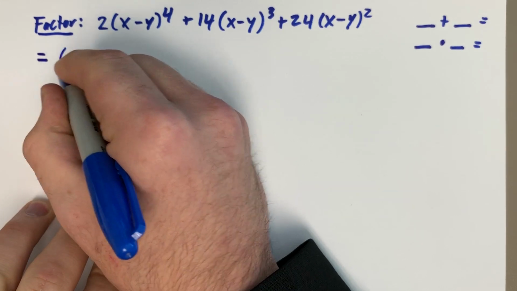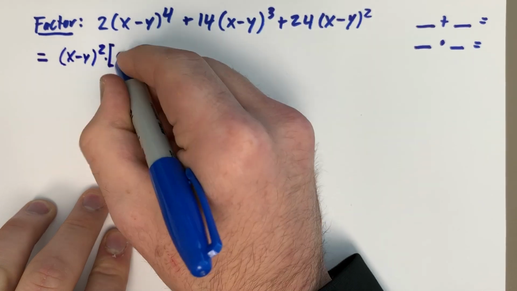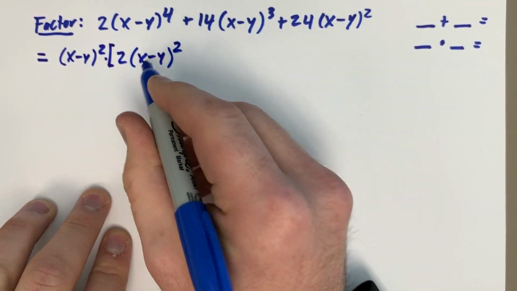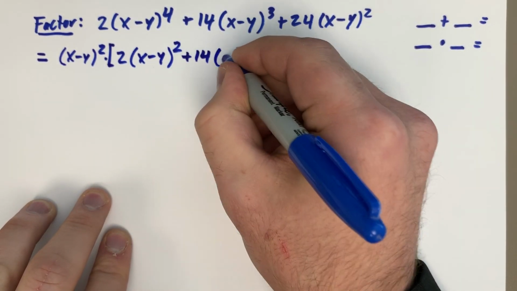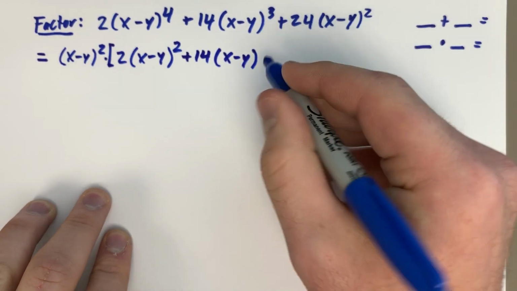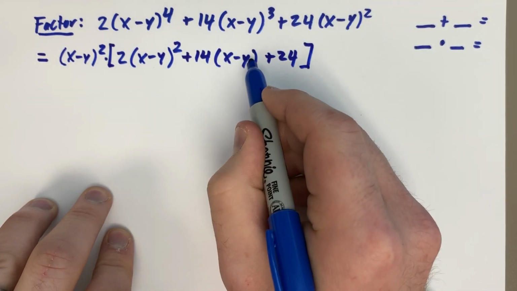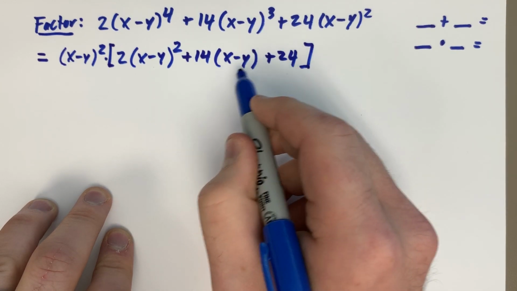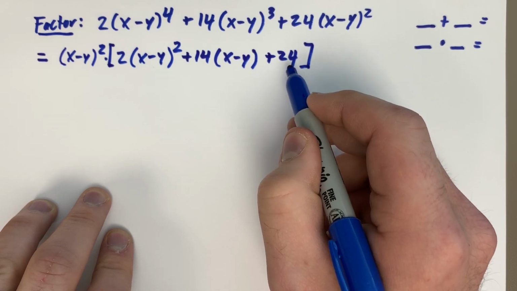So this gives me (x − y) squared times the brackets 2 times (x − y) squared, because we pulled 2 of them out from here, plus 14(x − y) to the first, which I'll just leave as is, plus 24. Again, we only have 1 here because we pulled 2 out of it. We had 3, take 2 away, you have only 1 left. Here we took all 2 of them out, so we're left with just 24.